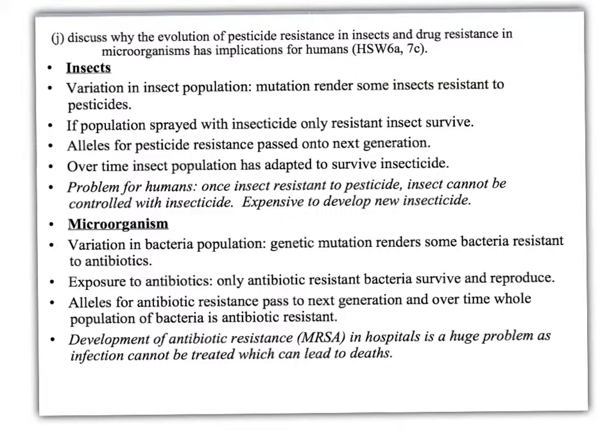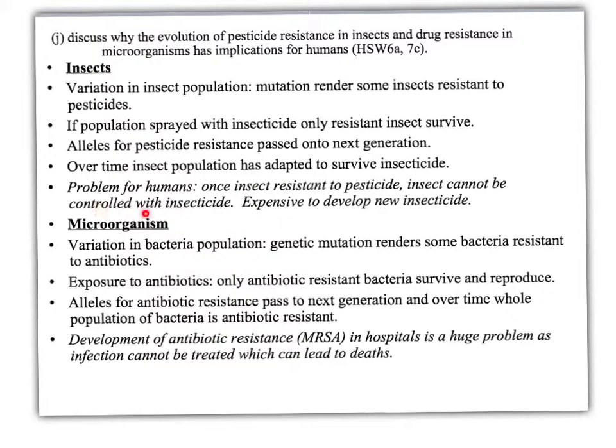Okay, the next slide requires you to discuss why evolution of pesticide resistance in insects and drug resistance in microorganisms has implications for humans. Okay, so what I'll quickly take you through is the mechanism by which insects might become resistant to insecticides, and obviously the fact that we have insects which might be resistant to insecticide has implications for humans. Once we've got an insect resistant to pesticide, the insect can't be controlled. And obviously if the insect can't be controlled, that affects all sorts of things.